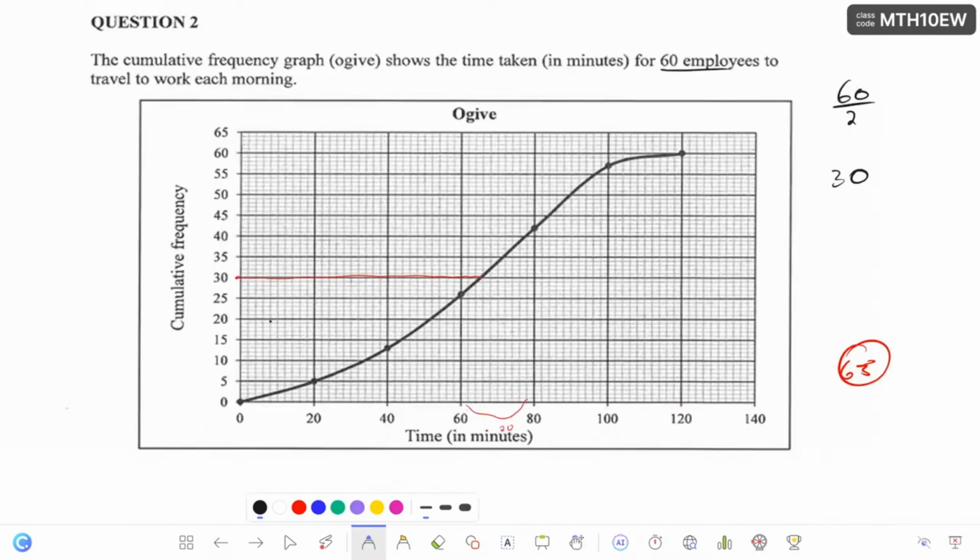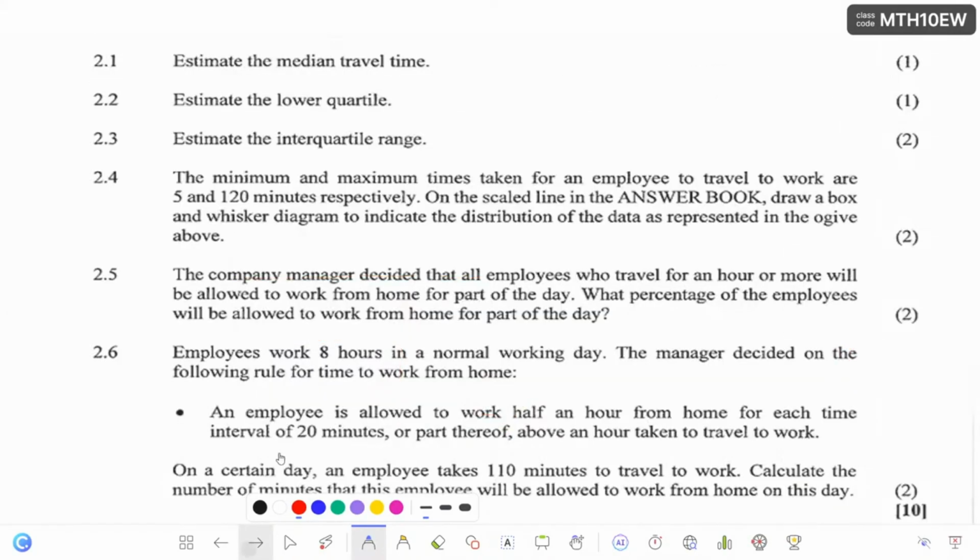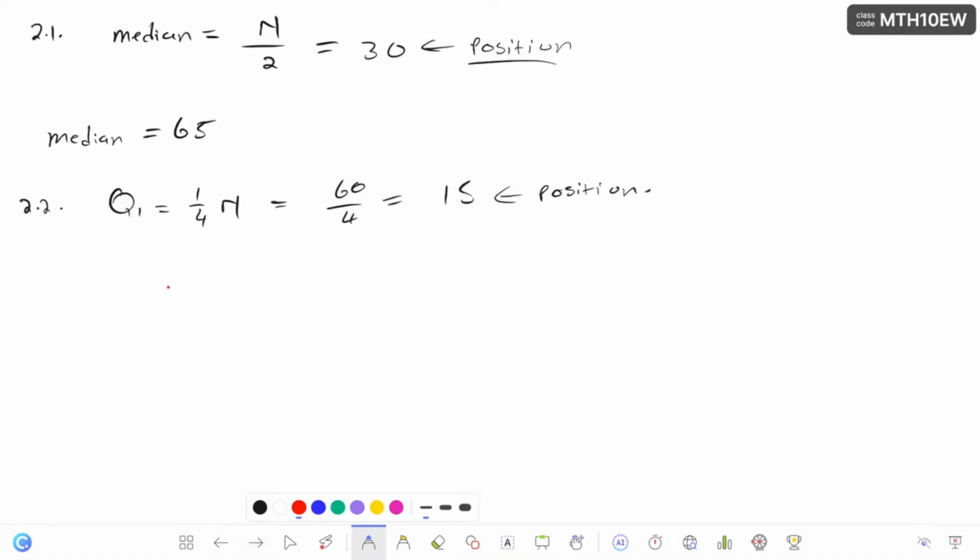We need to go to 15. 15 is here. So if we draw a line and come here, it's 2, 4. Yeah, so what is the meaning? It's 44. So our lower quartile is what? Our lower quartile is equal to 44.